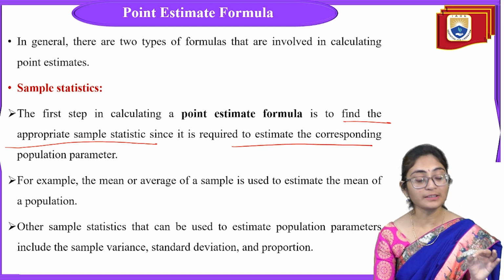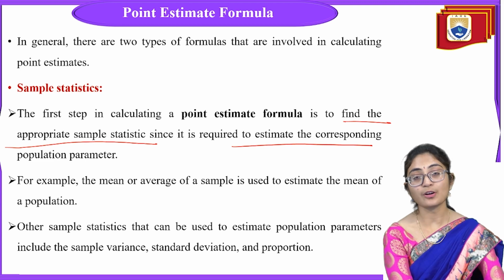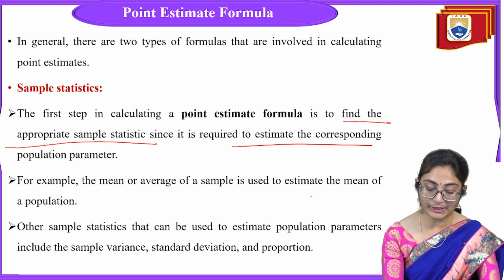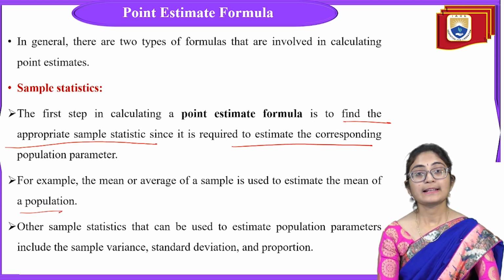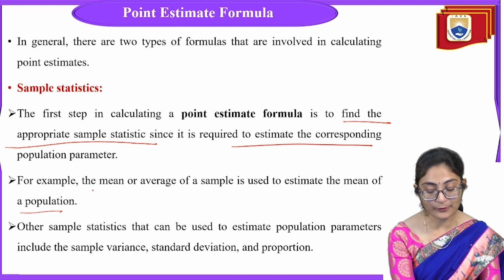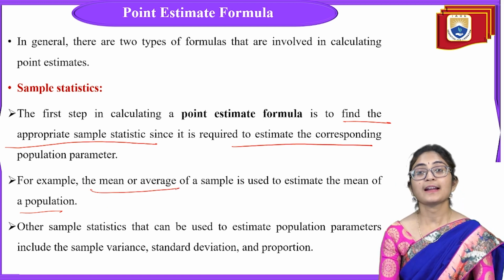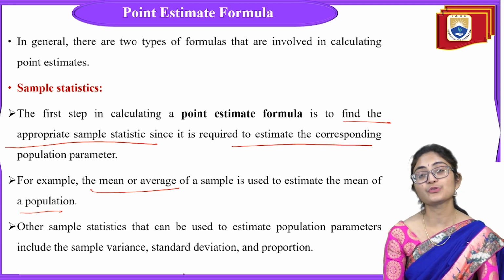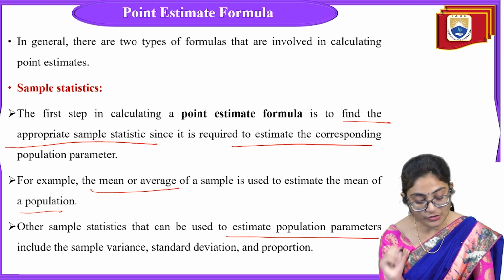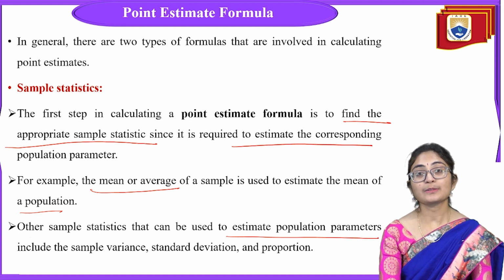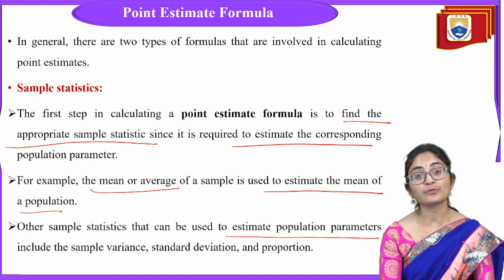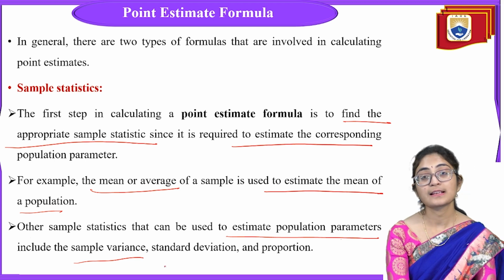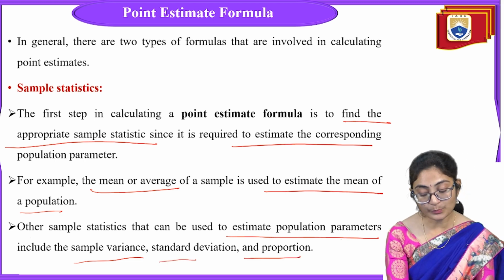Then we will take one example. The mean or average of a sample is used to estimate the mean of a population. We have to estimate the mean of the population using the mean of the sample. Other sample statistics can also be used to estimate population parameters. That means first we estimate the mean of the population, then population parameters like variance, standard deviation, and proportion.